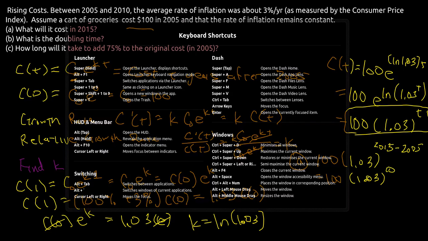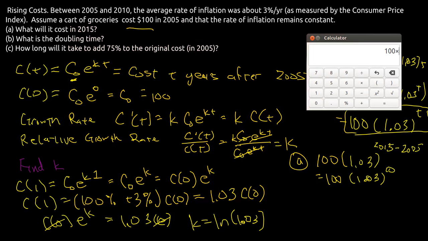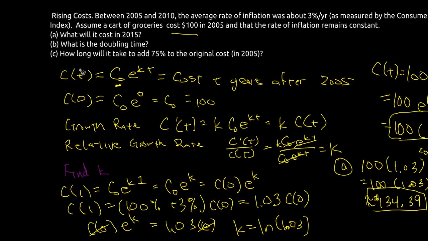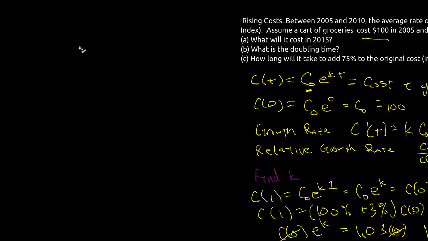So I'll pull up a calculator, 100 times 1.03 to the 10th power, and we see that's about $134.39. So that's our cost of this grocery cart in 2015. Now, the doubling time is the time it takes for the cost to double. And so let's now find the doubling time.